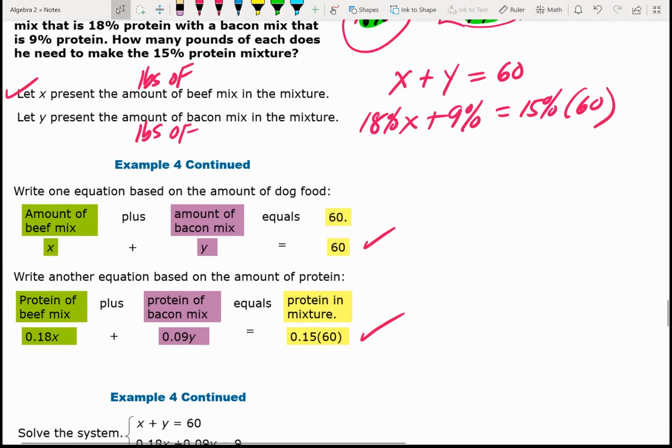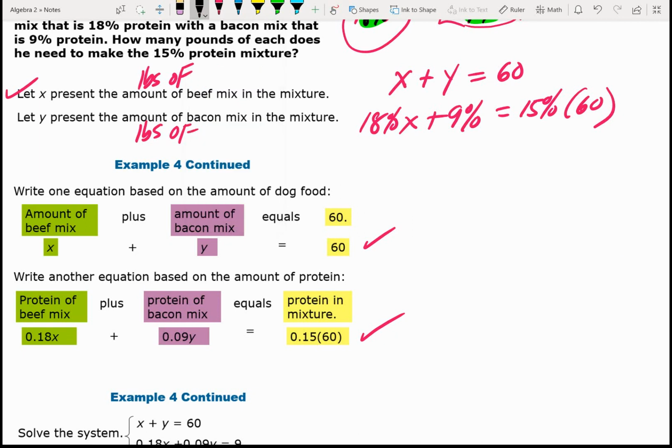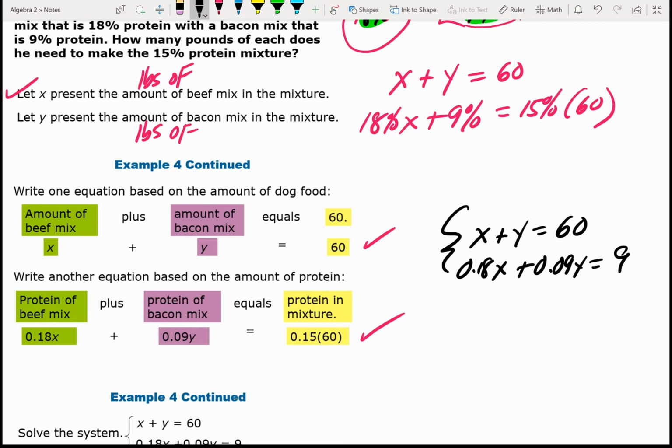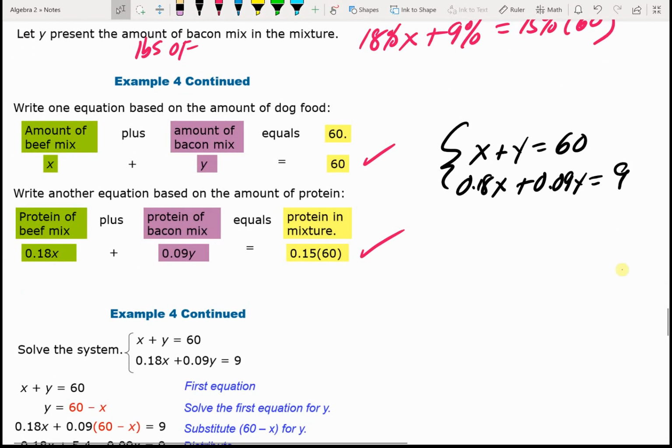So what we have is a system of equations. We have two of them. We have X plus Y equals 60, and then we have 0.18X plus 0.09Y equals, if I take 0.15 times 60, I get 9, which is the equation that we have here. So they gave us that.